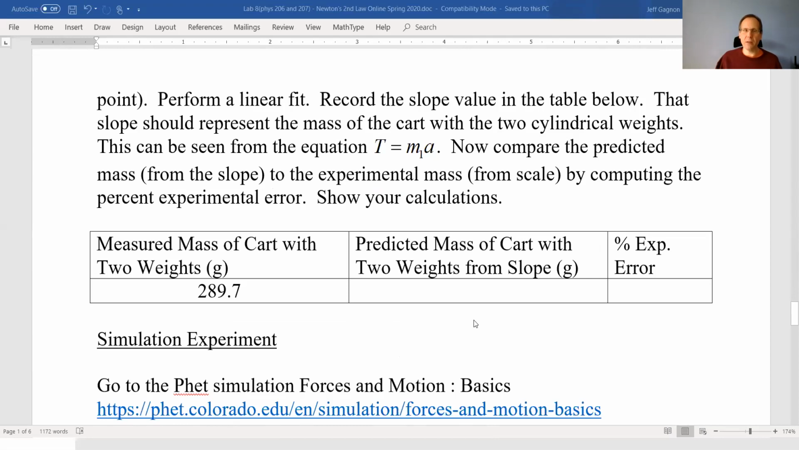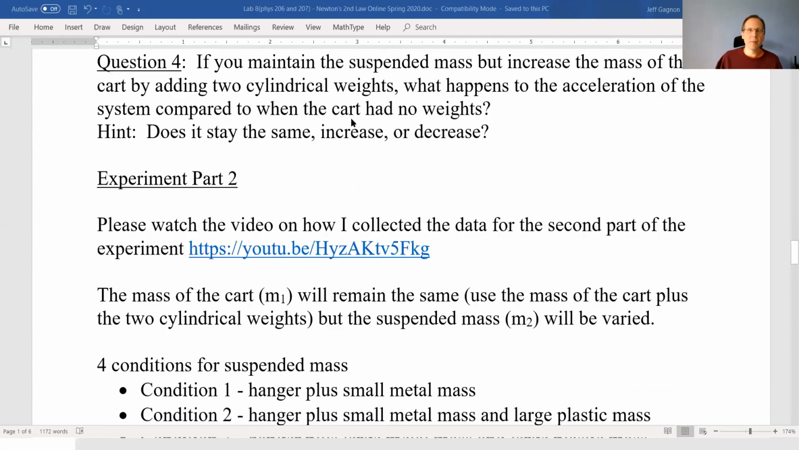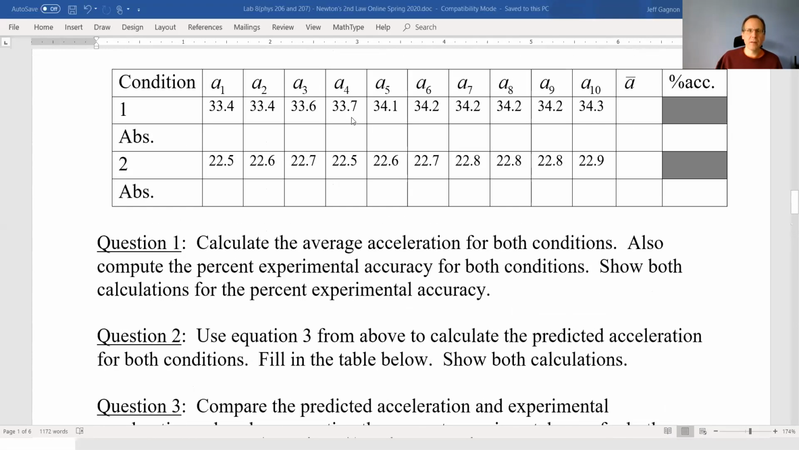Okay? So the last thing I want you to do is, there was another way we can get the mass of the cart with the 2 cylindrical weights. We could just weigh it on the scale, right? And I did it up above. So that was right here.